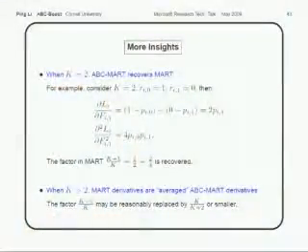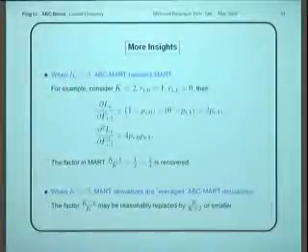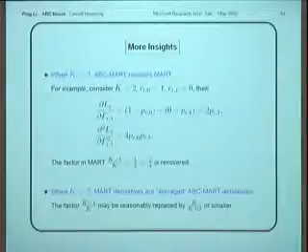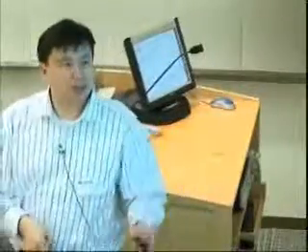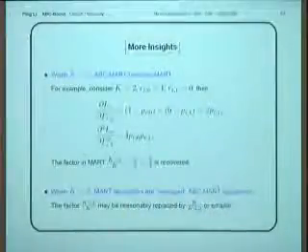So there are some more insights about this. When k is equal to 2, ABC-MART actually recovers MART, which is kind of obvious because the first derivative of ABC-MART becomes twice the first derivative used in MART, and the second derivative becomes four times the second derivative used in MART. So the factor (k minus 1) over k, which is a half in this case, is recovered, but not because of 1 half, because of 2 over 4.